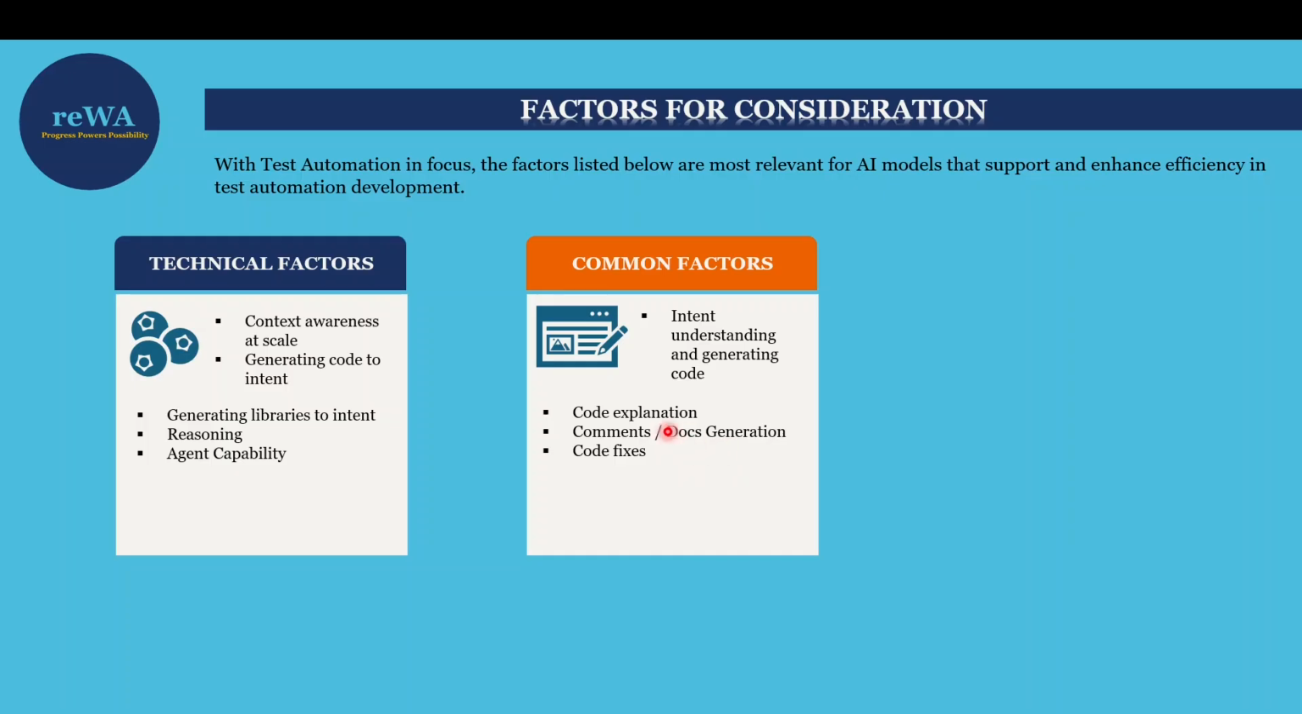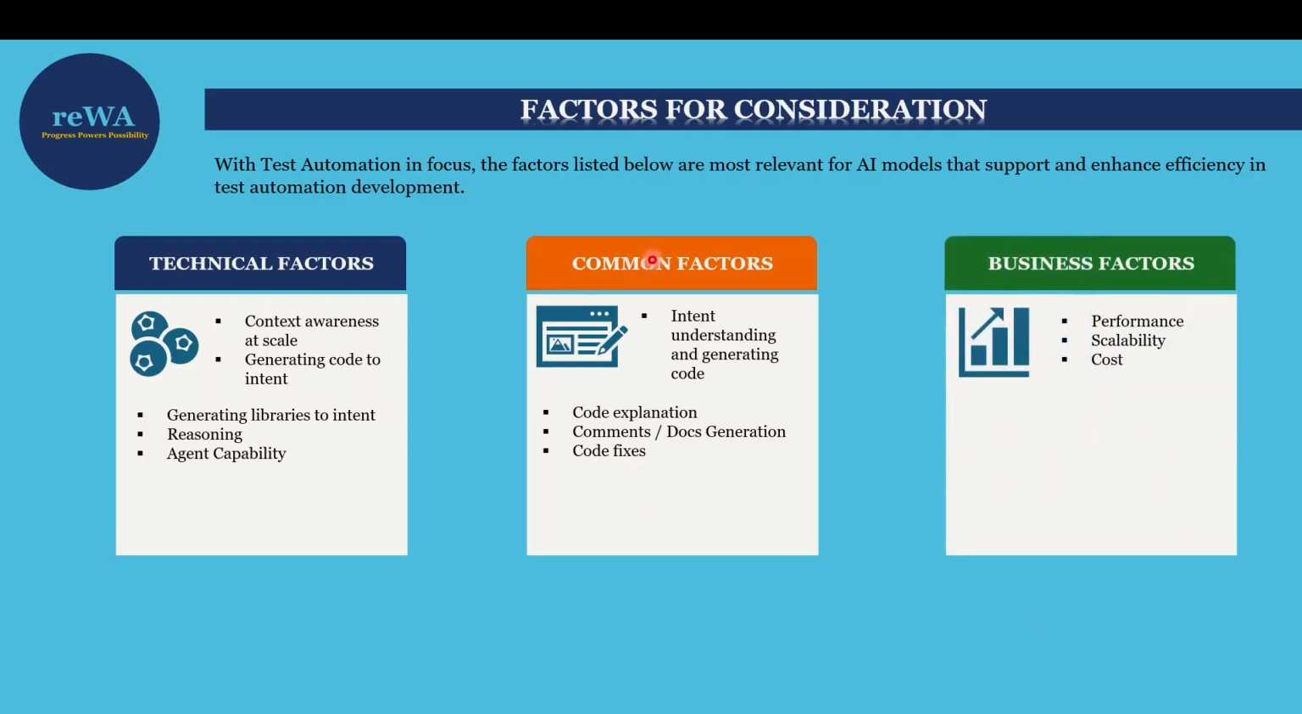Again, comments and docs generation. I showed this in the previous video as well: how the comments will be generated, how the documentation will be generated, so that every assistant is now supporting. And then code fixes. The LLM will understand and suggest suitable code, and prompt you to accept the fix or not. So these are the common factors. These are the two, technical and common factors, that are a must for deciding the suitable LLM. Now, this is the business factors.